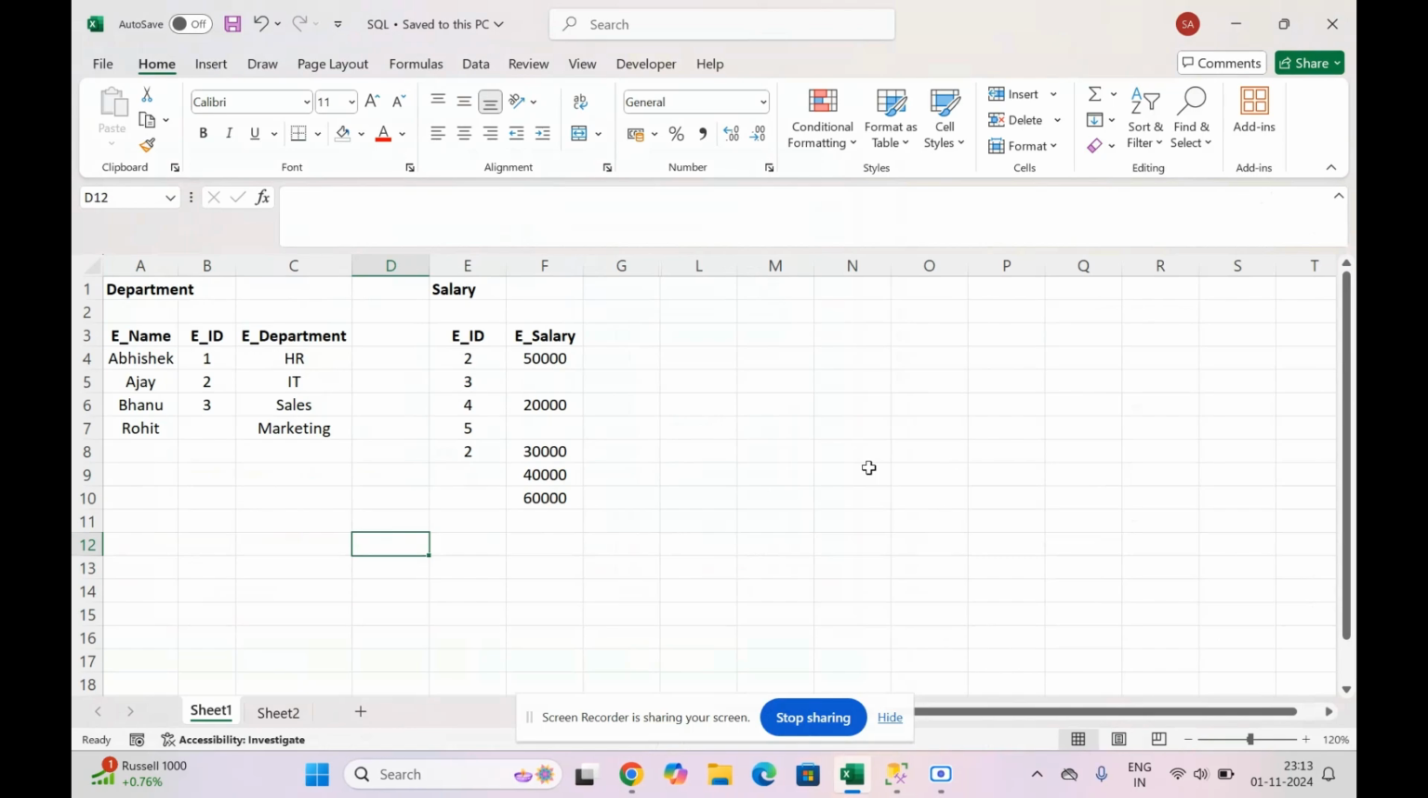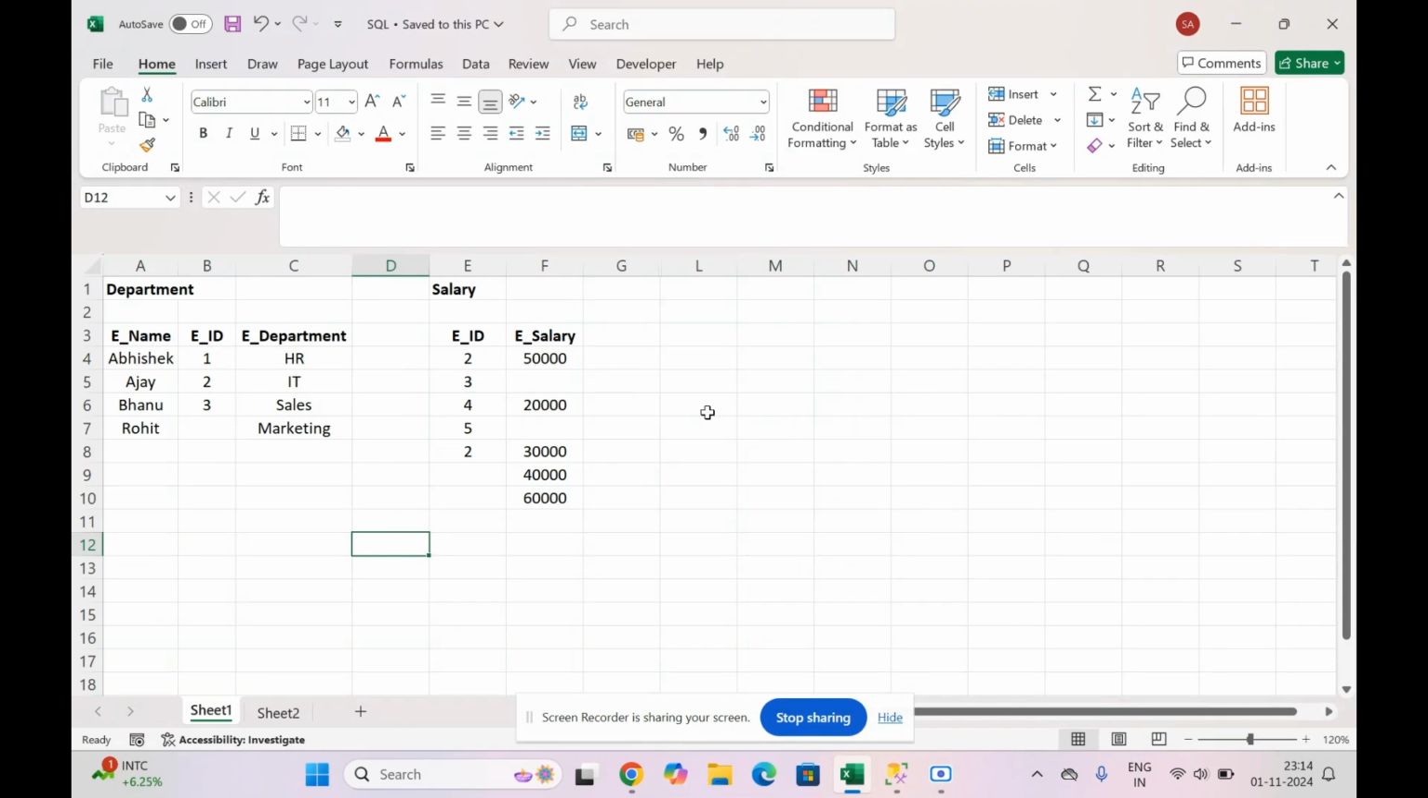In today's video, we are going to see what is left join in SQL. In the previous video, we saw what is inner join, and we saw that in inner join, we only retrieve values for data that is common in both the tables, and the data that is not common in both the tables is neglected. So what is left outer join?